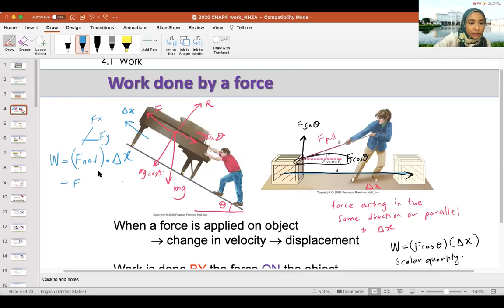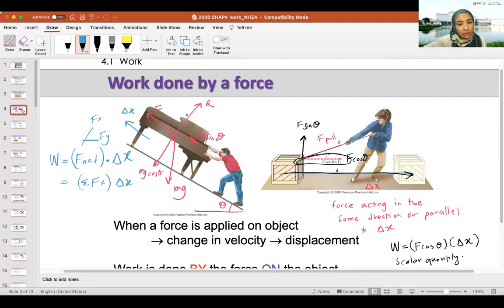Let's do it the way we understand, right. So I would say this is net Fx, because only net Fx is in the same direction as the displacement, right? So I wouldn't put net Fy delta X, because it's not parallel. So we only want parallel forces. So it becomes net Fx times displacement.